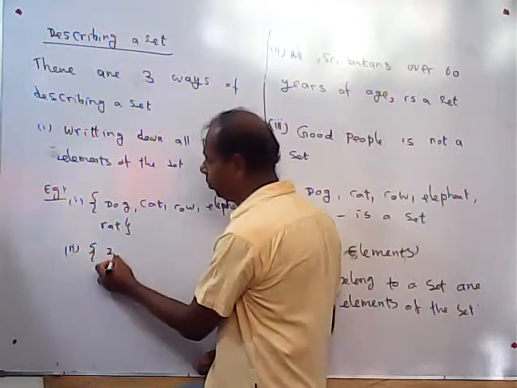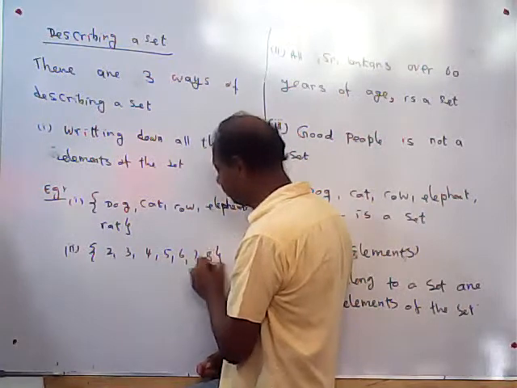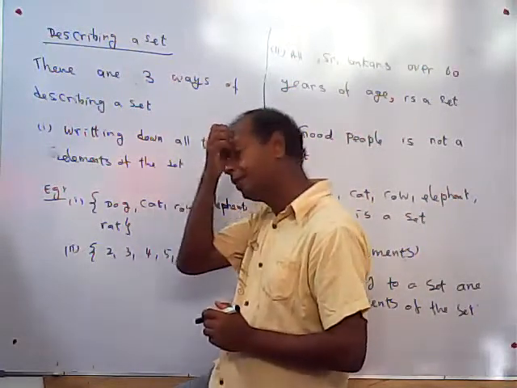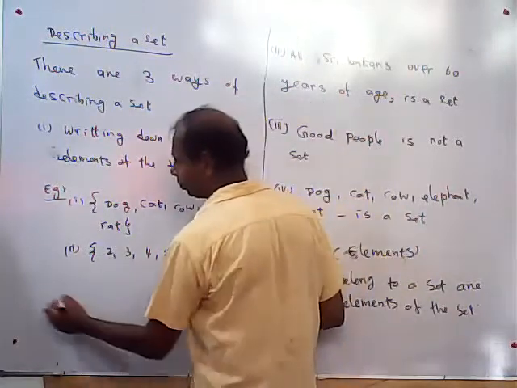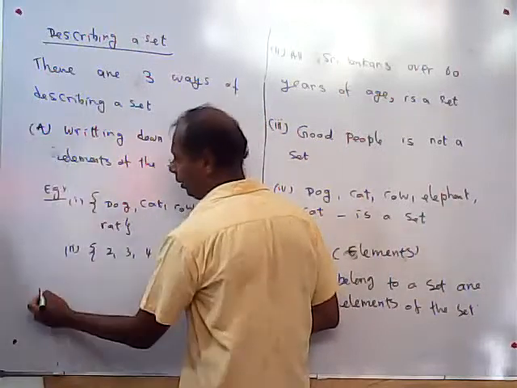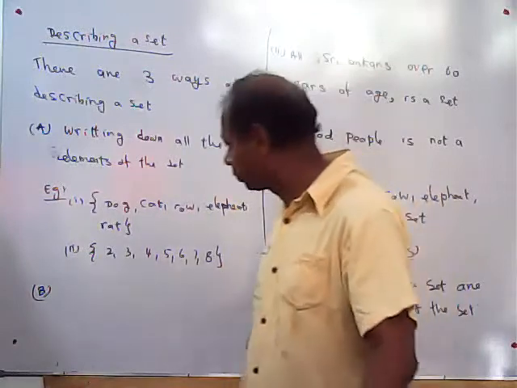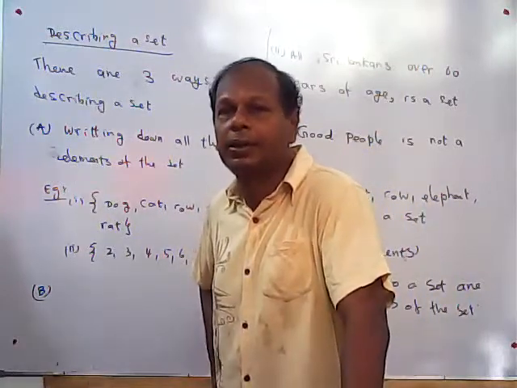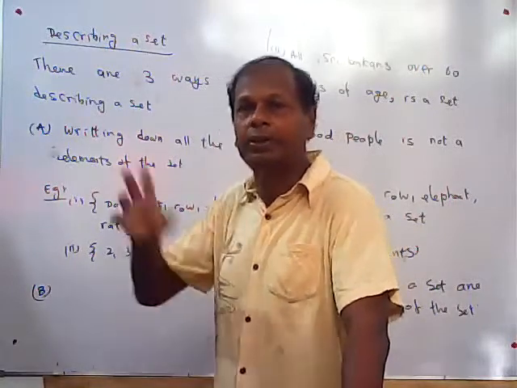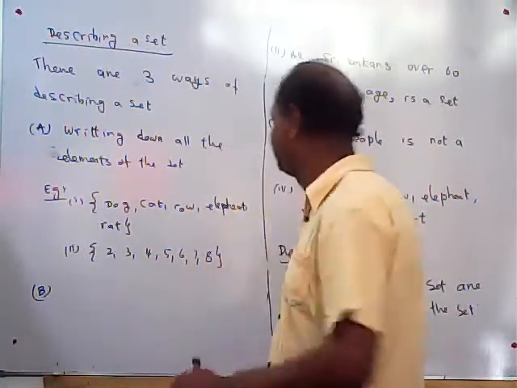If I write, say, 2, 3, 4, 5, 6, 7, 8. Another example, writing down all the elements belonging to the set, right? Method 2. I write A here and B. Method 2 is generally describing elements of the set, right? Giving a general idea of what belongs to the set. Generally explaining.